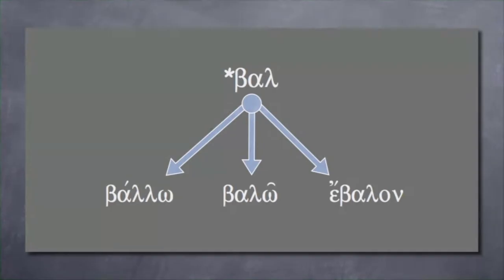But look what happens in the future. It goes to balo. And you go, well, what happened to the double lambda? The double lambda has nothing to do with the present. The double lambda is something that happens in the present.